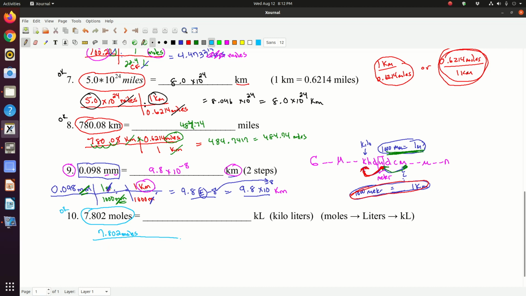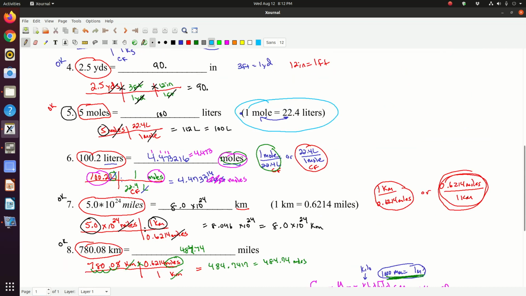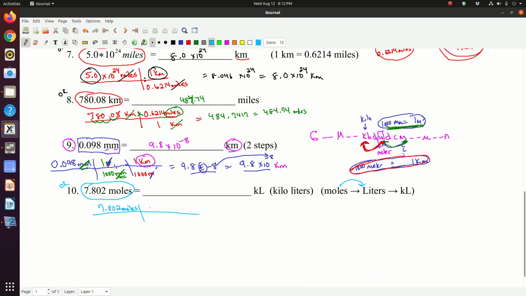So this many moles. First thing I'm going to do is turn moles into liters. And so what was the relationship? 22.4 liters in 1 mole. That way the moles will cancel out. And now I have liters, so that's the first step. The second step, I'm going to turn liters to kiloliters. How many liters are in a kiloliter? Or how many kiloliters are in a liter? I like to use whole numbers. So there are 1,000 liters in 1 kiloliter. You must remember this. 1,000 liters is 1 kiloliter.